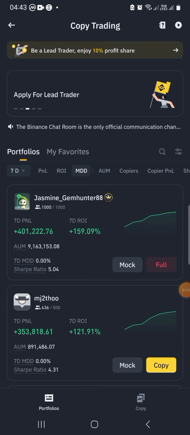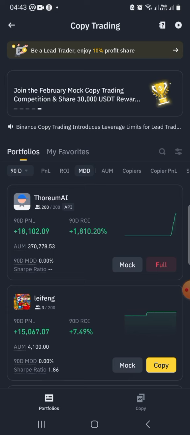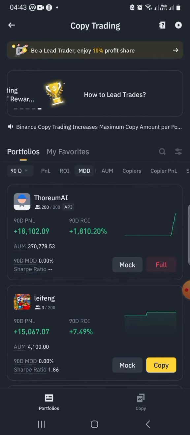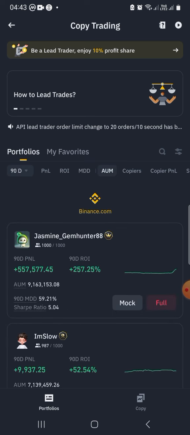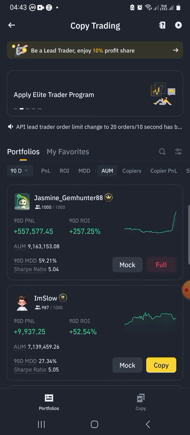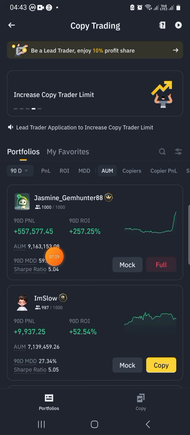And if you go to 90 days, you're able to see that in 90 days this particular trader has 0.00 maximum drawdown, and it rates going down. So assets under management, you're also able to know the assets that these people are managing, right? Over 90 days, this person has basically over $9 million assets under management. That is the total money of the people who are copying.